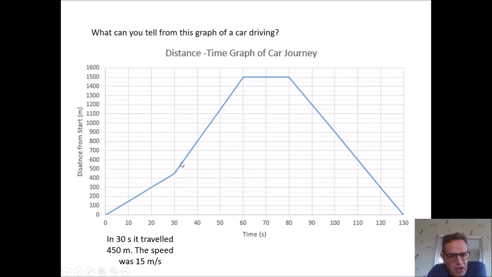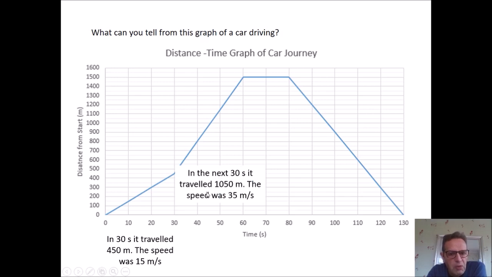From 30 seconds to 60 seconds, so that's another 30 seconds. It's gone from 450 metres away to 1,500 metres away. So again, the numbers are a bit tricky. Hopefully you can see to check this, we're definitely going to get a higher answer than 15 because the graph has got steeper. Okay, so in 30 seconds, we've gone 1,050 metres.